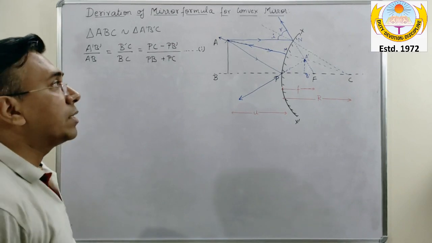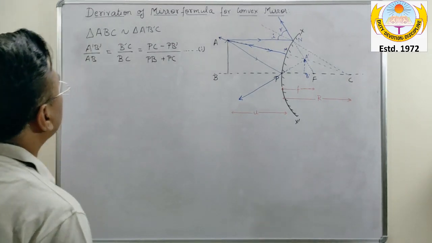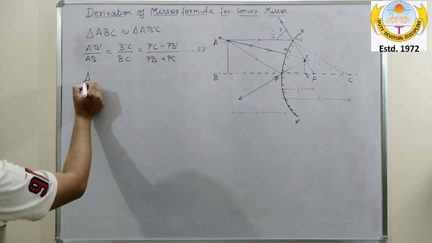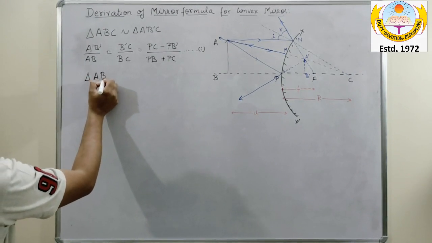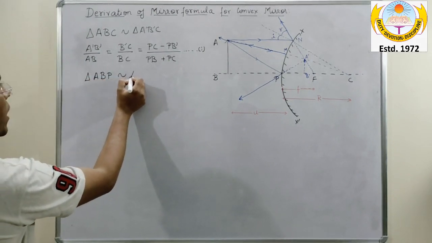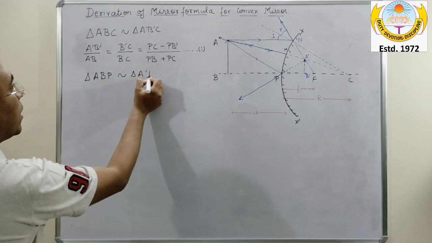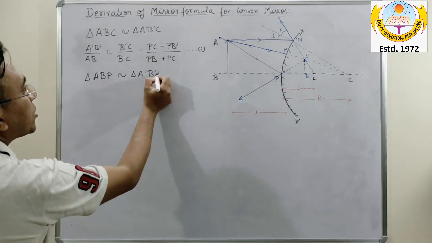Now we see the other set of similar triangles. The other set of similar triangles is triangle ABP and triangle A dash B dash P.